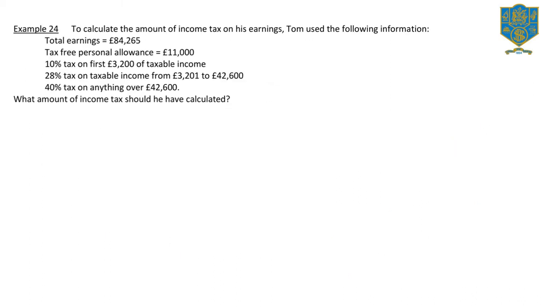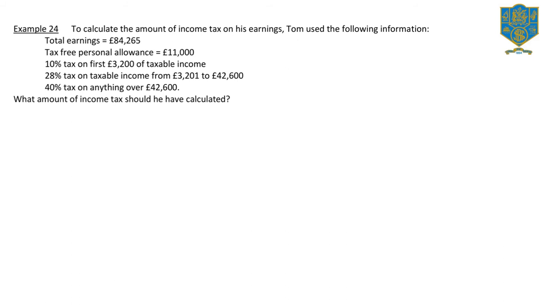Example 24, Tom uses the following information to calculate his tax. So his total earnings is £84,265. He has a tax-free allowance of £11,000, which means that the taxable income then is going to be £73,265.